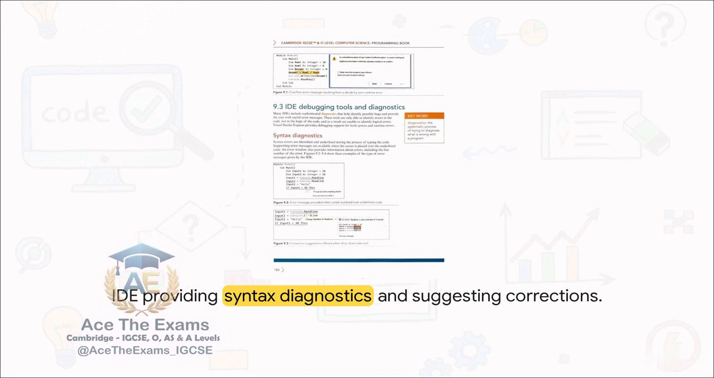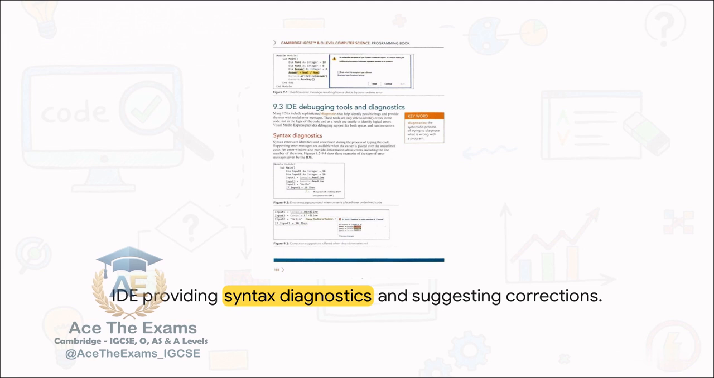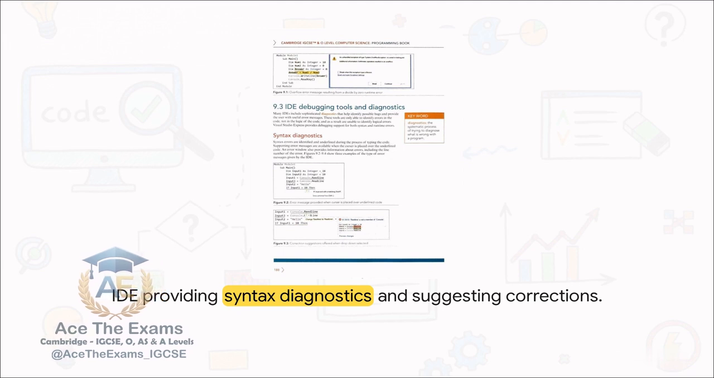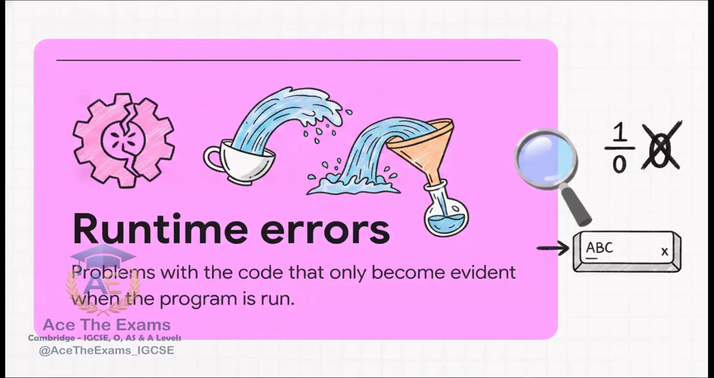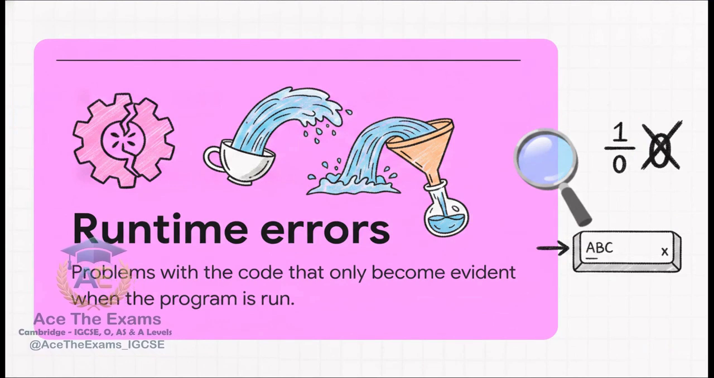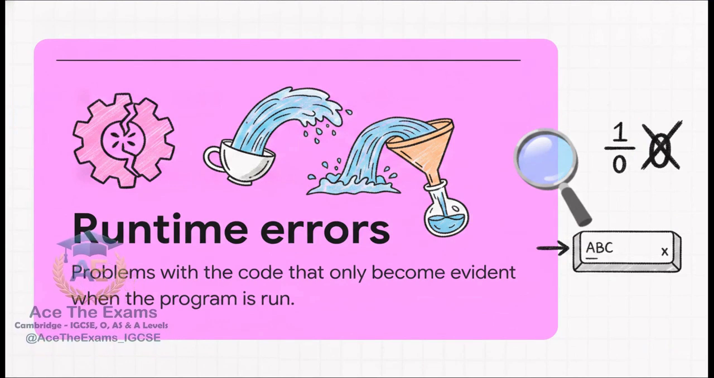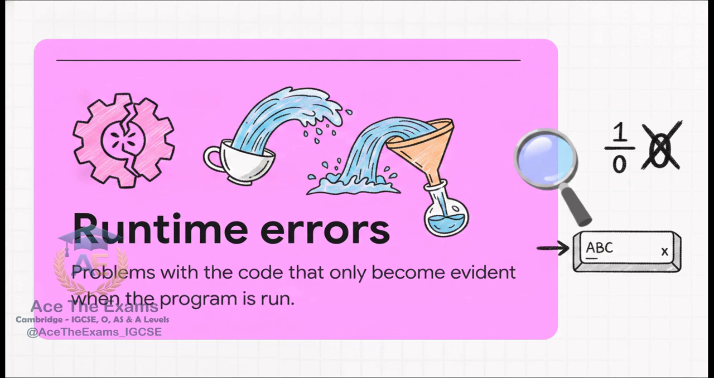This gives you instant diagnostics, meaning you can spot and correct these typos before you even try to compile the program. It's a lifesaver. Next up is the runtime error. Now this is a much trickier villain. It hides in the shadows until you actually hit run and then bam, it causes the program to crash completely.